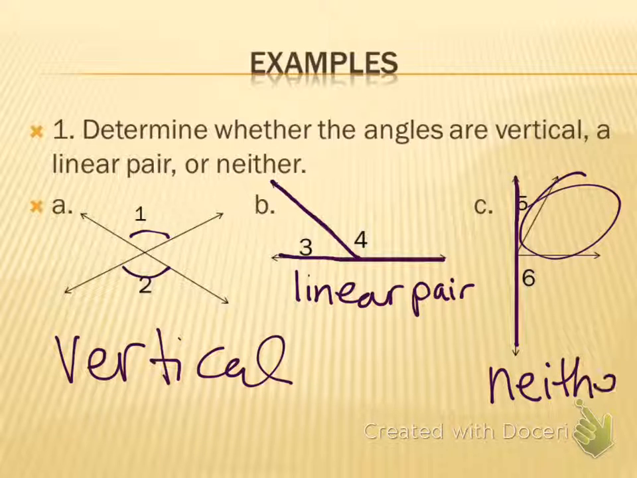They're not vertical because they're not formed by two lines that intersect. There's actually 3 lines up there. They do appear to form a straight line, but they are not adjacent. You got a little extra guy in there messing you up. So we have one of each on the board. Any questions on these?